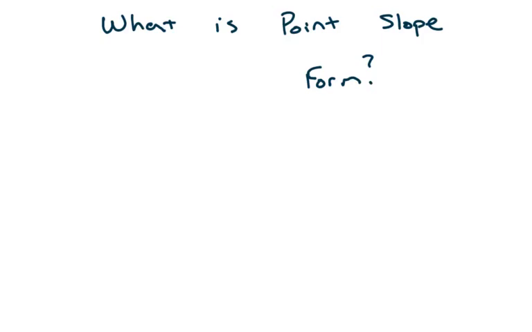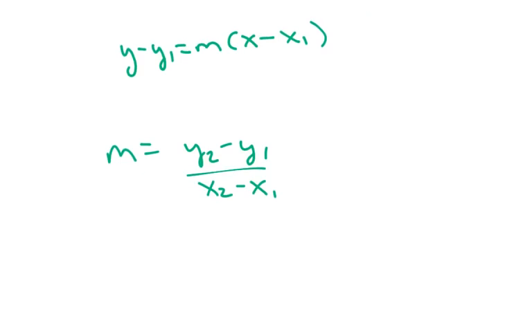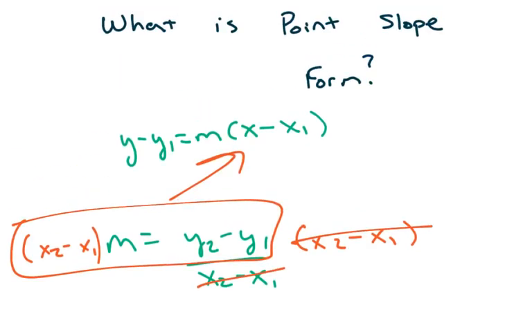The next question I have is, what is point-slope form? So there's this equation that emerges, which is y minus y1 equals m times x minus x1. And this is called point-slope form. First thing I want you to realize, this should look eerily familiar to m equals y2 minus y1 over x2 minus x1, the slope formula. Notice that if I multiply through by x2 minus x1 on both sides, these will cancel out. And essentially, this equation is very similar to that. And that's actually where point-slope form comes from.